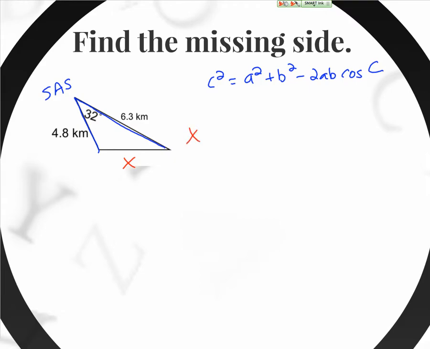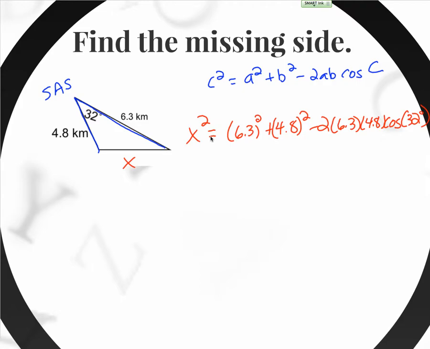So I end up with x squared equals 6.3 squared plus 4.8 squared minus 2 times 6.3 times 4.8 times the cosine of 32 degrees. And it is a lot of writing, this is true. At the same time, it is a lot of plugging and checking in a sense too, if you can get everything in the right spots.